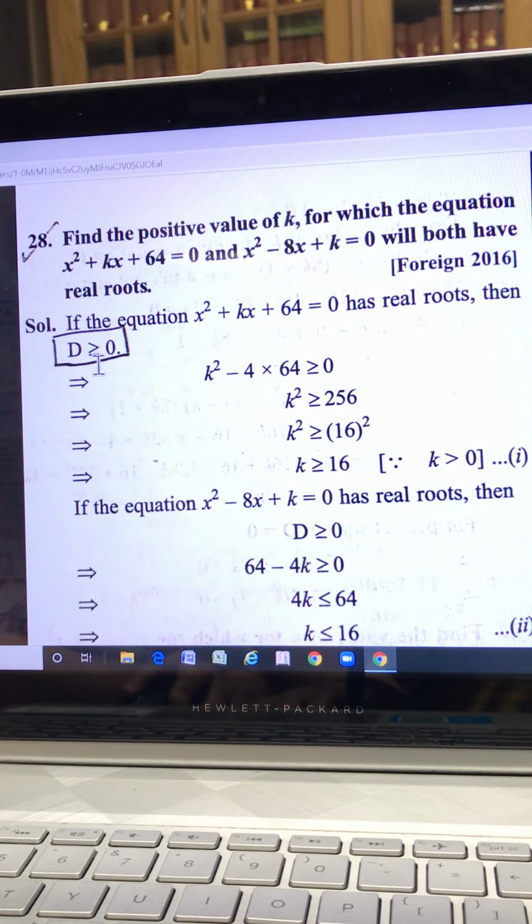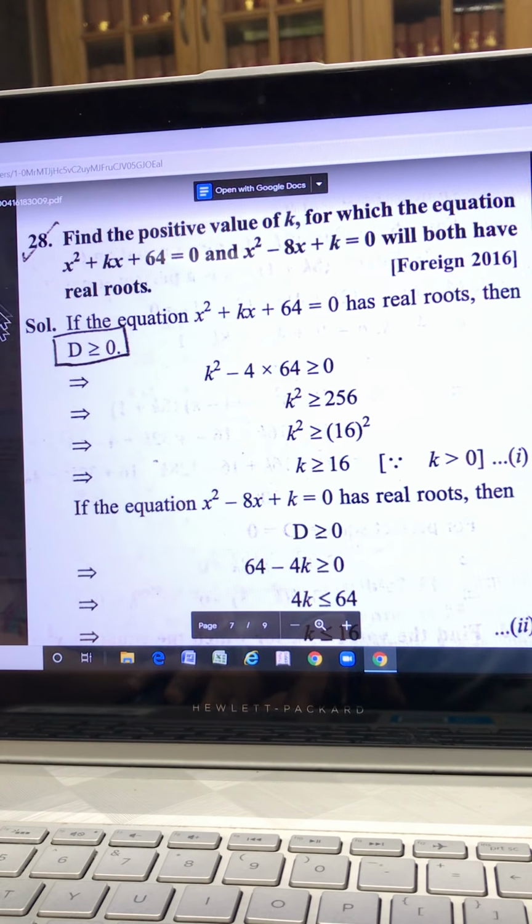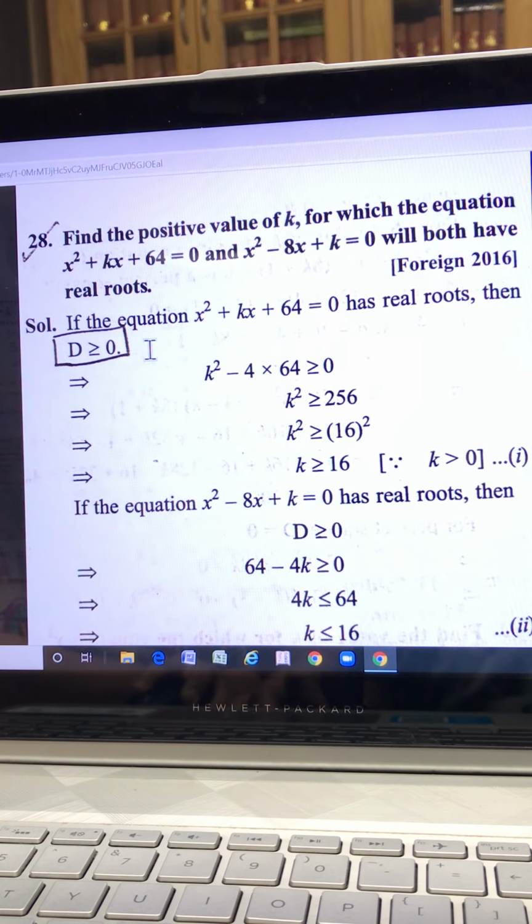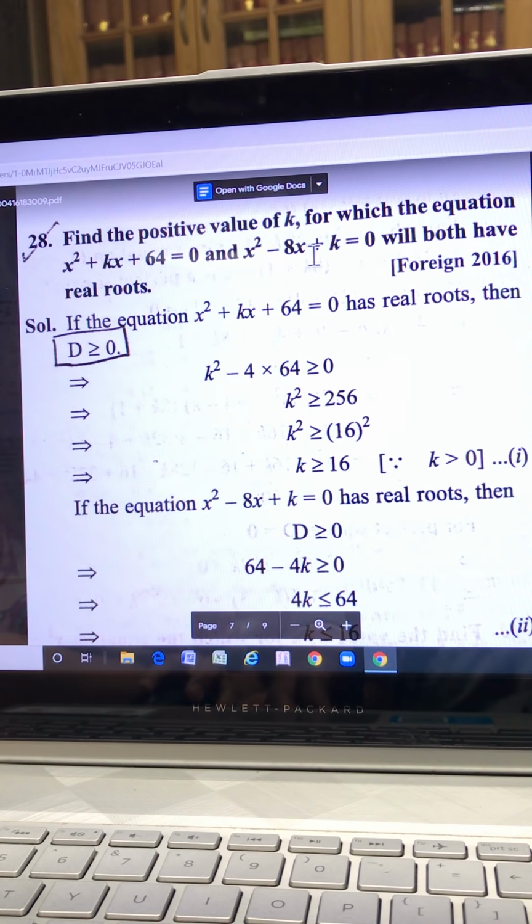When will it be greater than 0? When roots are real and distinct. Equal to 0 is when roots are real and equal. But when they are saying only real roots, that means the discriminant greater than or equal to 0 is the required condition. So in this question we have to find the value of k.